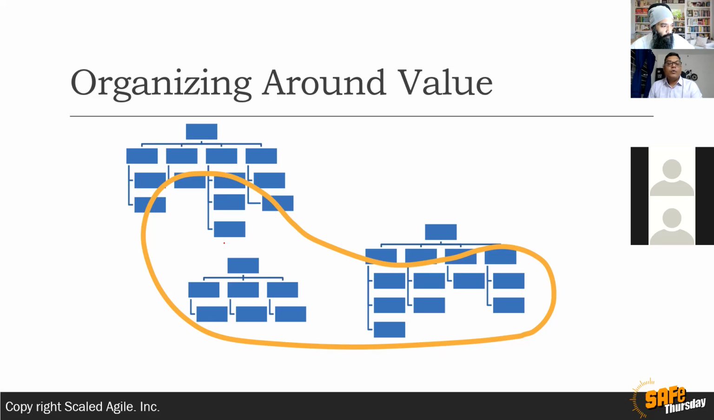Okay. This is how we create our dual operating system, our fast moving network, which is customer centric, right? While we keep our existing hierarchy for stability.